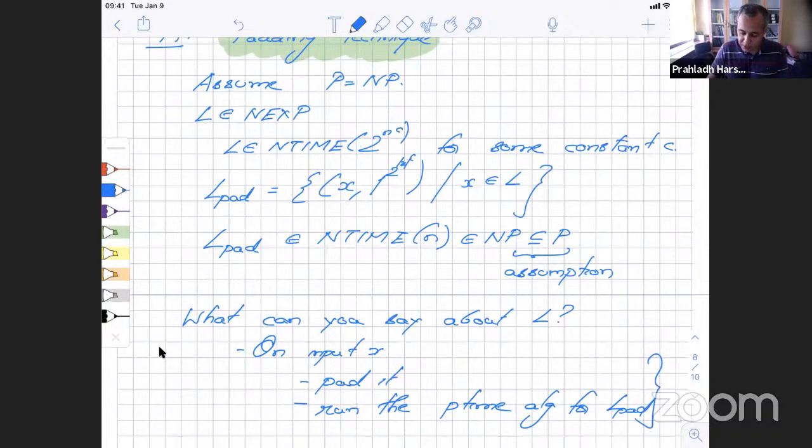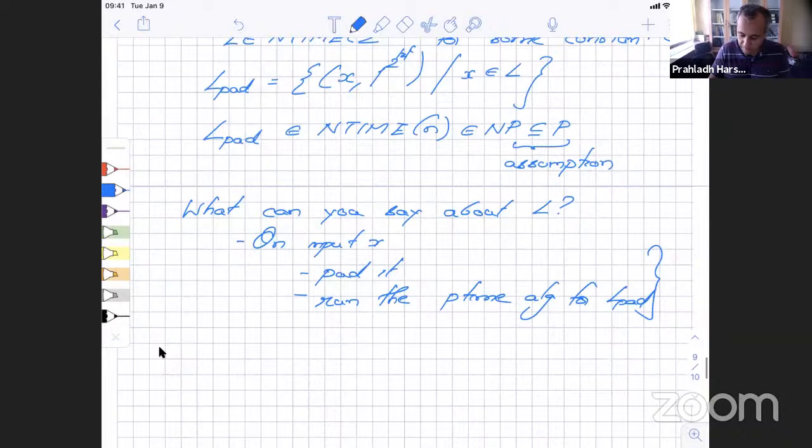Together, this shows that L is in EXP, because the padding takes exponential time and then it's polynomial in the new input length, which is exponential. It's polynomial in 2 to the n to the c, which is another exponential. So what have I done at the end of it? Hence, NEXP equals EXP.